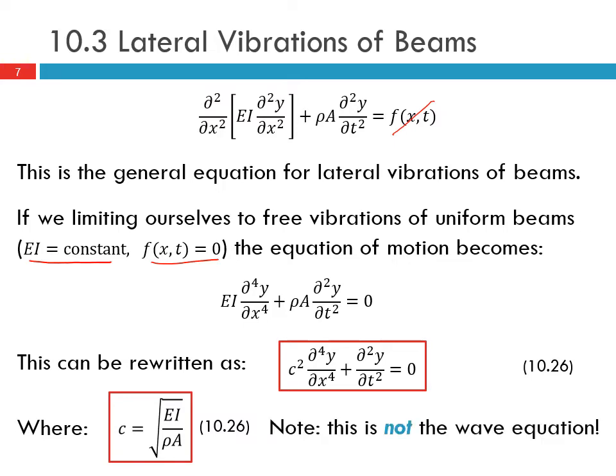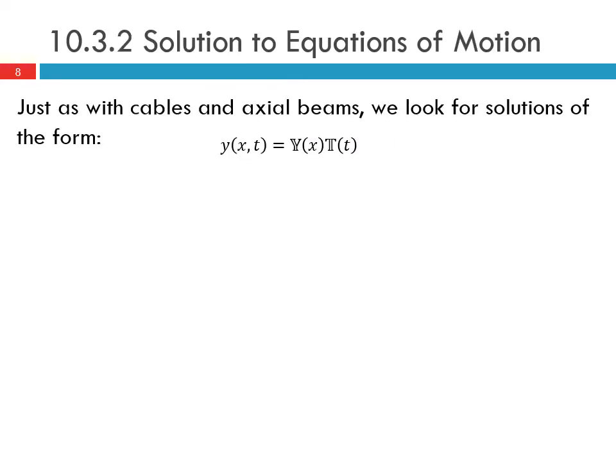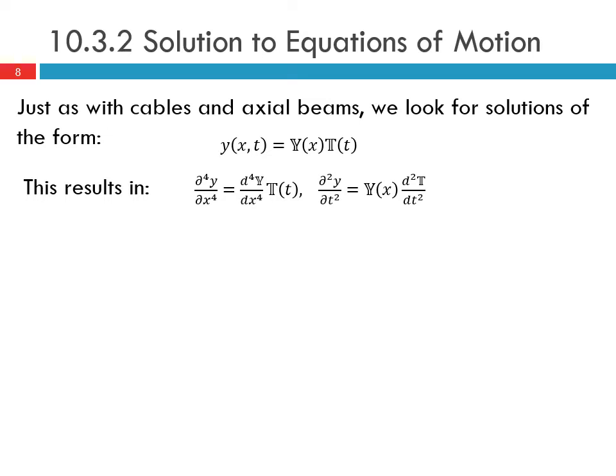And it's important to note that this is not the wave equation. You can look back at what the form of the wave equation is and you can see that this is not the same thing. But as with cables and axial beams, we are going to look for solutions of the form y of x and t is equal to y of x times t of t. So again, we can use the separation of variables technique. And this results in partial 4y by partial x to the fourth is equal to d4y by dx to the fourth times t of t, and partial 2y by partial t squared is equal to y of x times d2t by dt squared.